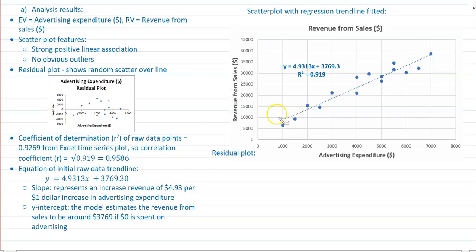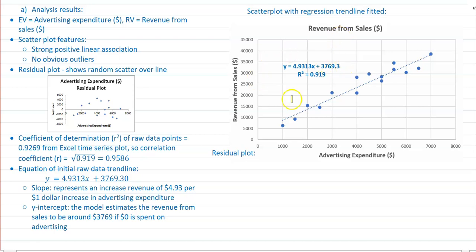From the trend line in Excel, it's given us a coefficient of determination of 0.919, which I can then convert into the correlation coefficient by square rooting that value to get a correlation coefficient of 0.9586. So that helps again support a strong correlation because the value is very close to 1.